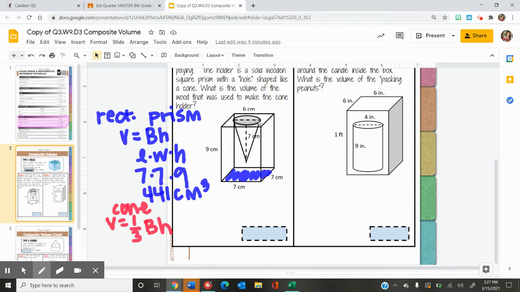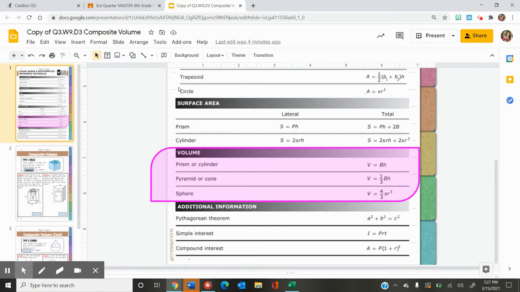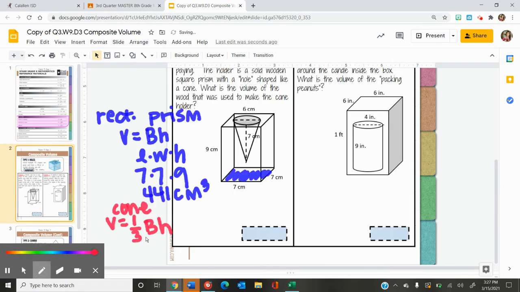Now, on this cone, my base shape is a circle, so I need to go back to my formula chart and find the formula for area of a circle. The formula for area of a circle is pi times r squared. So I'm going to put this off to the side. So I have pi times r squared.